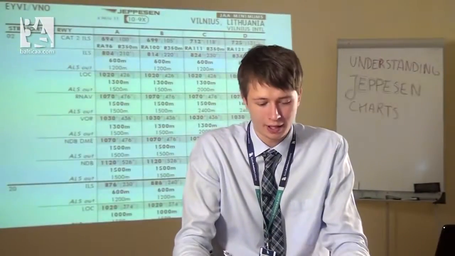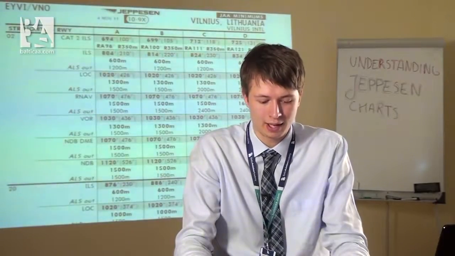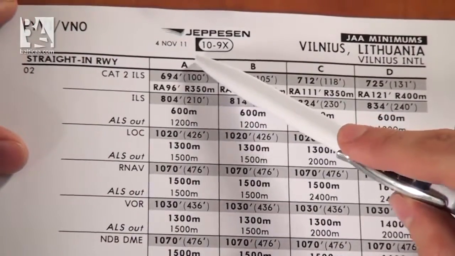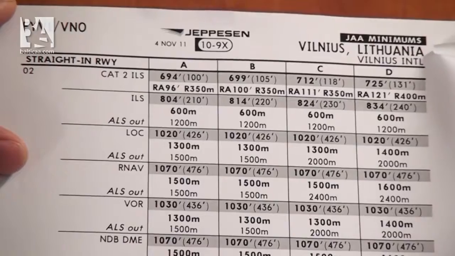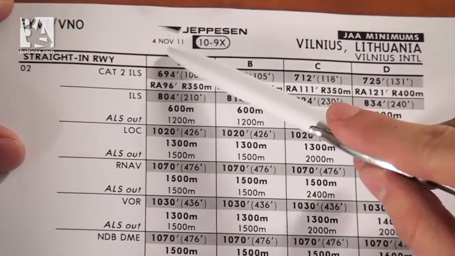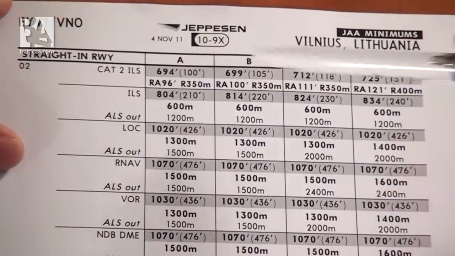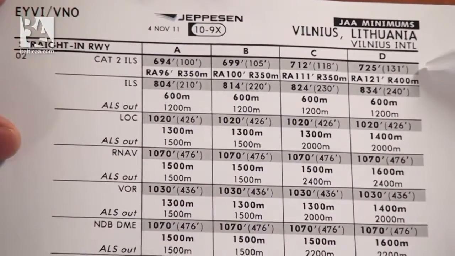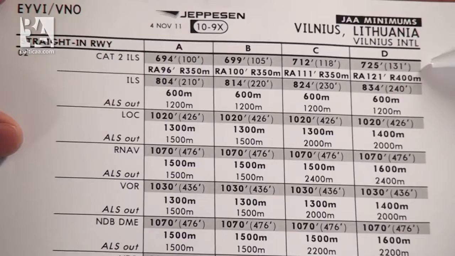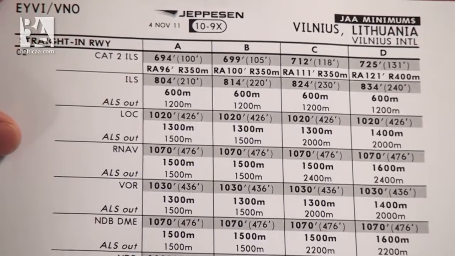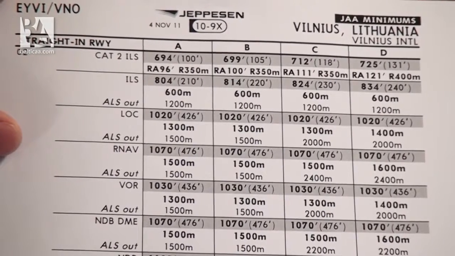Okay, now moving to the next chart, which is 10.9 X-ray. It is the GAA minimums, published 2011 November the 4th. I won't be talking too much about this chart because basically all it does is list all the minimums for approaches into runway 02 or 20.